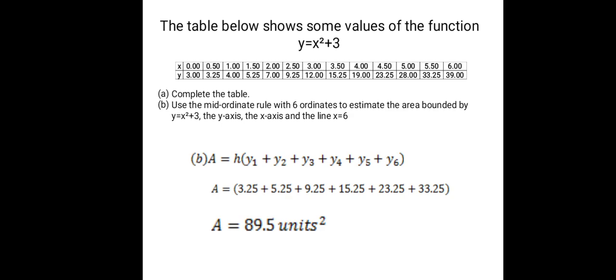The table below shows some values of the function y = x² + 3. Complete the table. Use the mid-ordinate rule with 6 ordinates to estimate the area bounded by y = x² + 3, the y-axis, the x-axis, and the line x = 6.